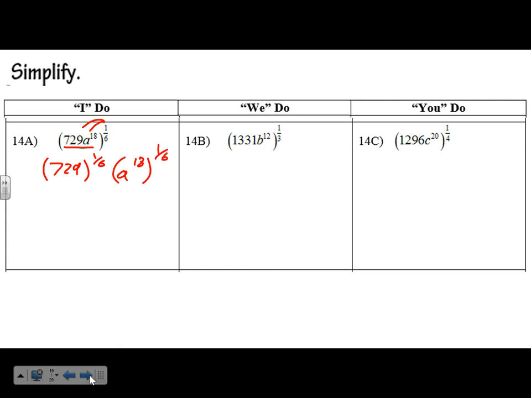The 729, we'll kind of do this separately. If you set it up as a radical, it might be a little bit easier, and you can use your chart. Ends up being 3. And personally, I just put this one in my calculator. This next part, we have a to the 18 over 6, which is a to the third. So that's your answer then, 3a to the third.